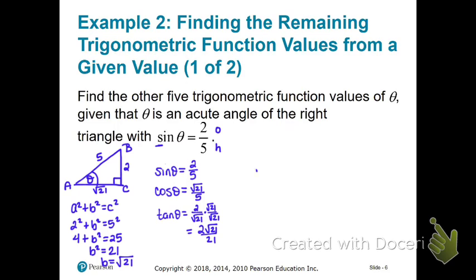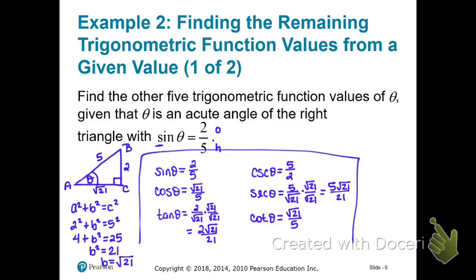All right, the reciprocal of sine is cosecant, which means it's hypotenuse over opposite. The reciprocal of cosine is secant, which means it's hypotenuse over adjacent. Again, can't have the radical on bottom. And the reciprocal of tangent is cotangent, which means it's adjacent over opposite. And so there are my 6, which include my 5 additional trig functions.